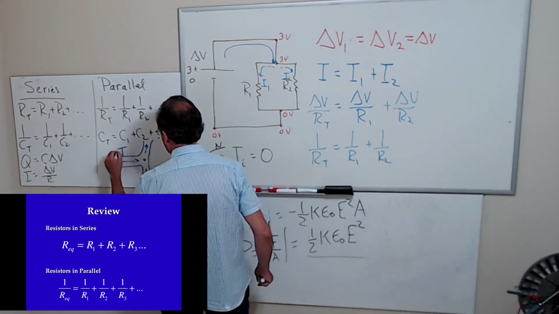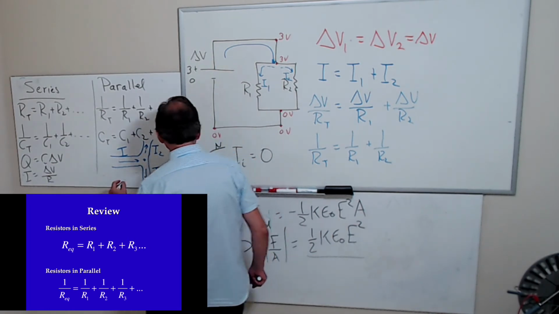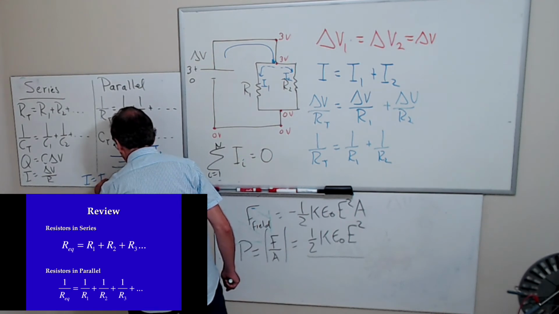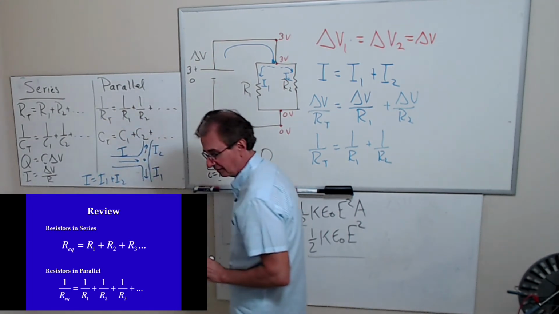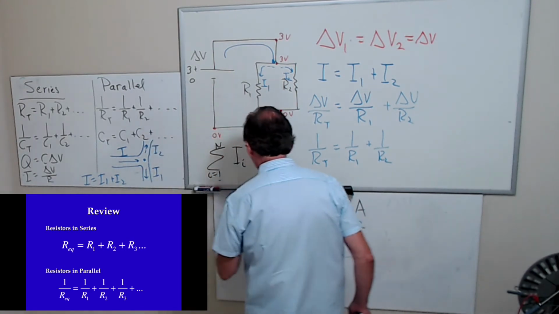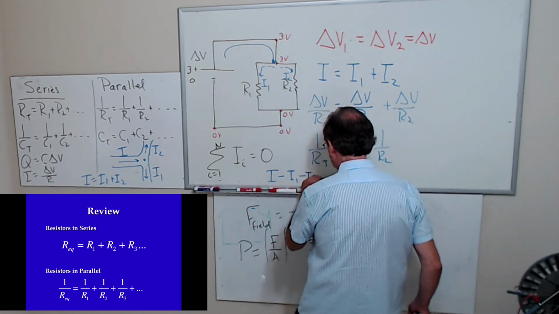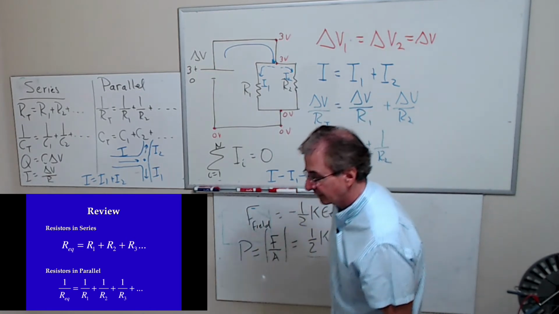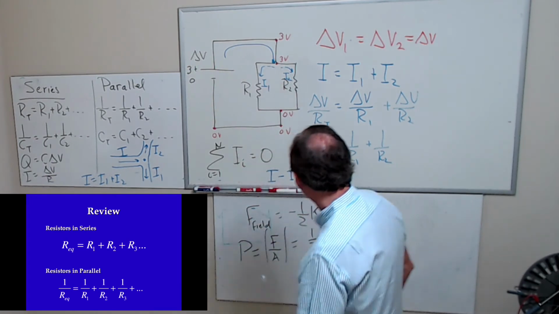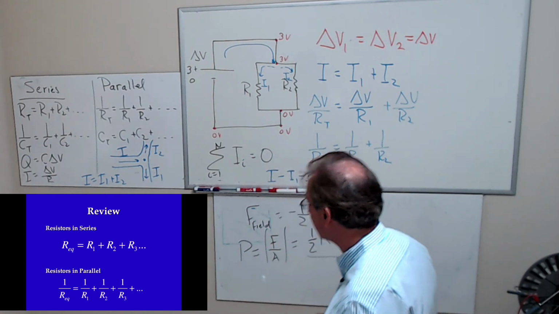If I call this I, and I call this I1, and I call this I2, you agree with me that I is equal to I1 plus I2. Do you agree with me with that? So what if I move this to the other side of the equation and I write I minus I1 minus I2? What is that equal to? Zero. So there you go. Right? So that's what that means, right?